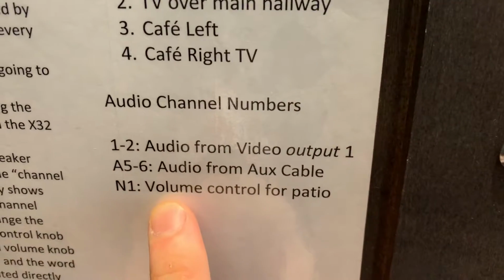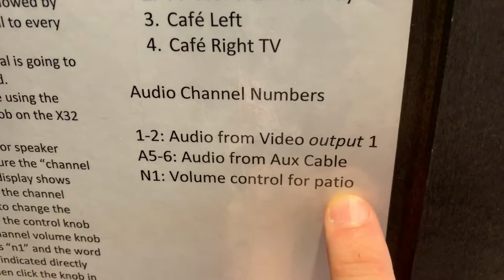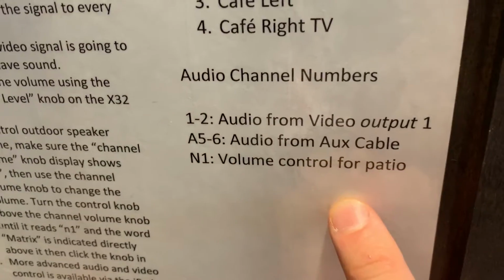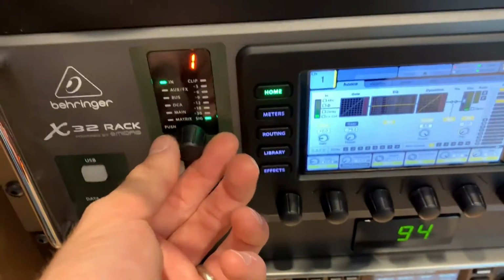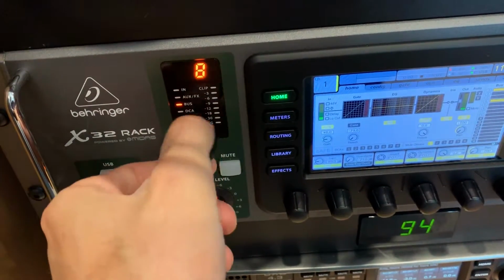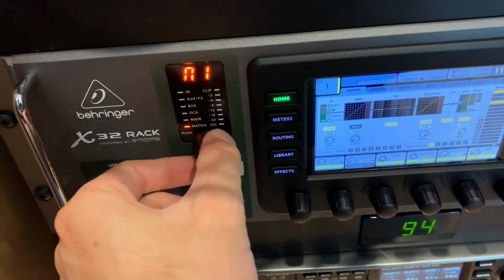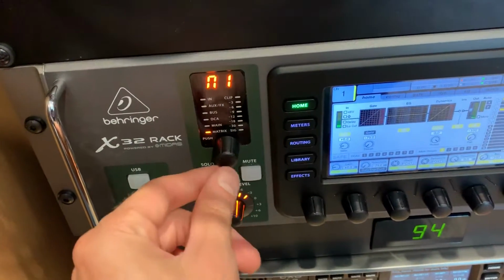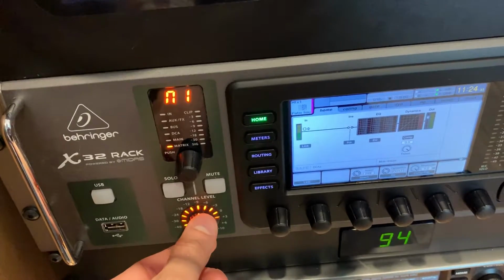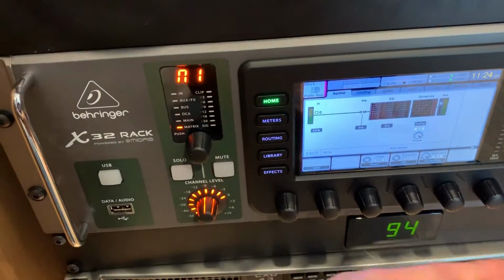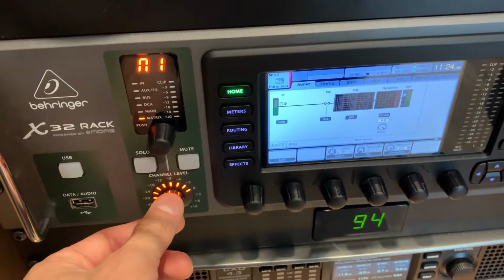The only other thing I wanted to show you was here, N1 is volume control for the patio. Whatever you're hearing in this room will also be going out there, but now we can turn it up and down. We're going to go back over to here and turn it a really long way. Keep going, now at N1, and you see it says matrix has been lit up now. That's what you want to see. Click on that, and then again, this is our volume control for the patio. As you turn this, it will make the patio louder or quieter.